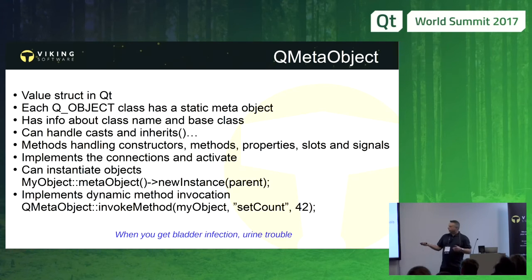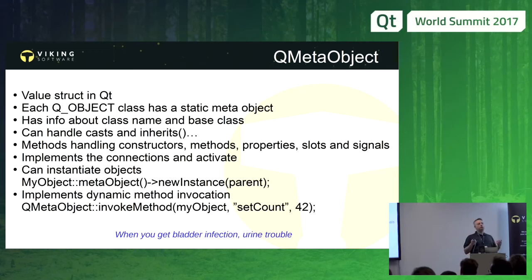And later down, you want to say the button should be red, or it should have the count 42. So this is where you call meta object, invoke method, my object. This is the method name, 42. This is one of the things you cannot do in C++ in any way without moc.